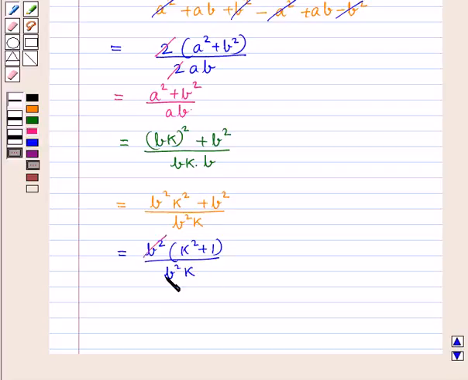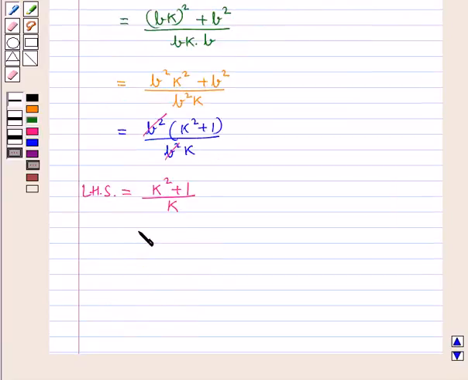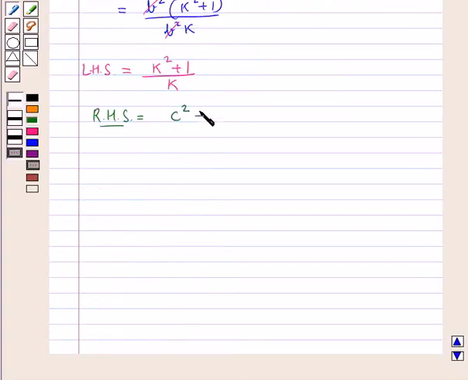Now this B square cancels and we are left with K square plus 1 the whole upon K. This is our LHS. Similarly, let's consider the RHS, which is C square plus CD plus D square, this whole upon C square minus CD plus D square. Now again, to simplify this expression, we apply componendo and dividendo.